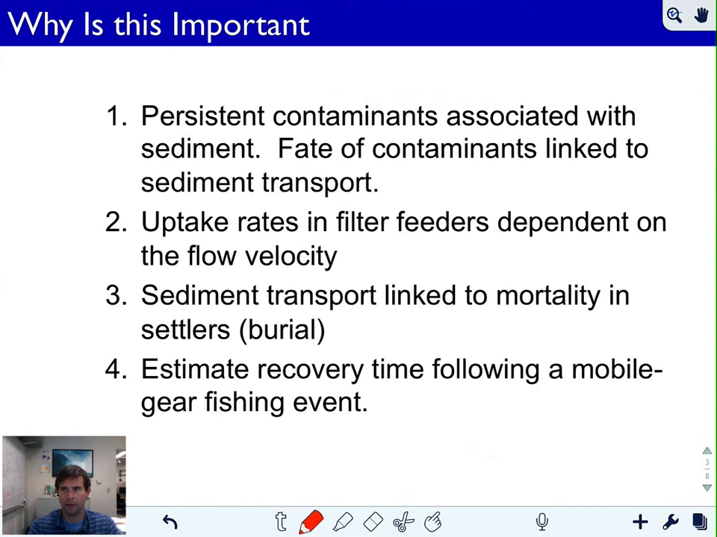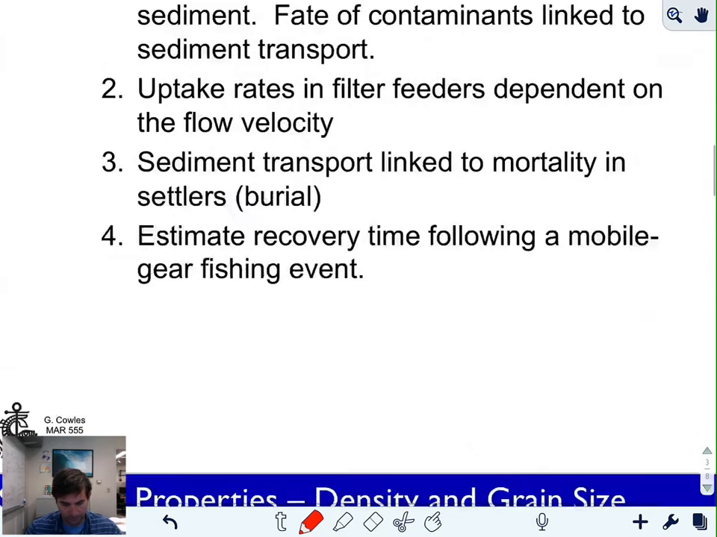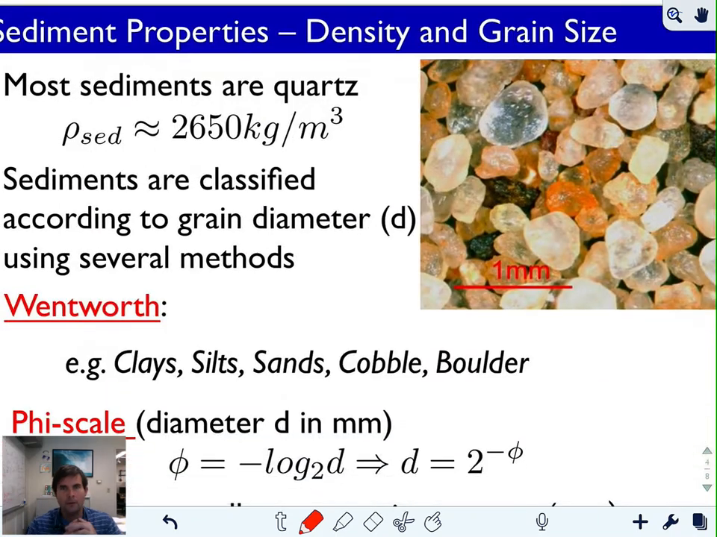Another important factor, particularly these days, is looking at the impacts of gear on the seabed. You really have to get the natural setting in terms of the daily impacts from tides and wind and waves on the seabed in order to determine whether a seabed impact from man-made gear fishing is big or not. It has to be compared with the natural environment, which influences the recovery time following a fishing event.